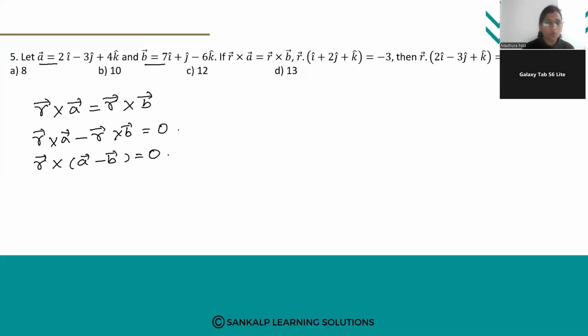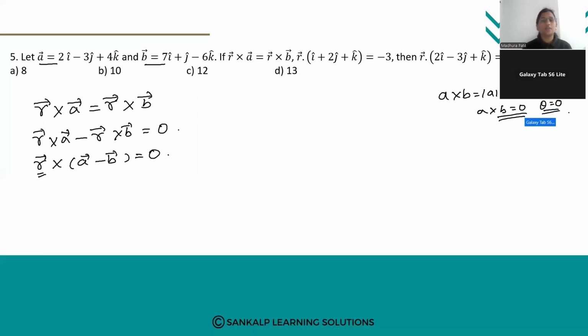Okay. Now see here, what this statement is telling you is that the cross product of two vectors, one is R, one more is A minus B, because this is again a vector, their cross product is 0. Okay. Now when do you say that the cross product is 0? How is the cross product defined? Magnitude of A, magnitude of B, sine theta into n cap. If theta equals 0, then sine theta is 0. In that case, A cross B equals 0.